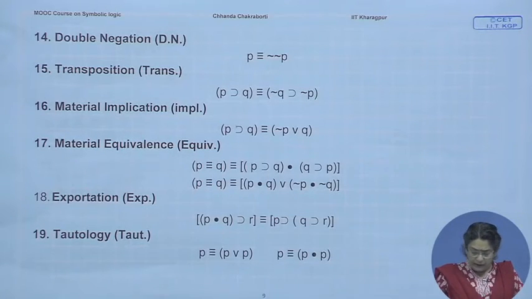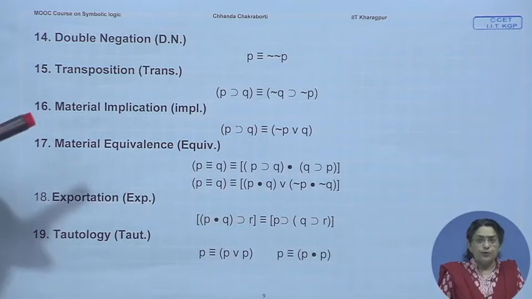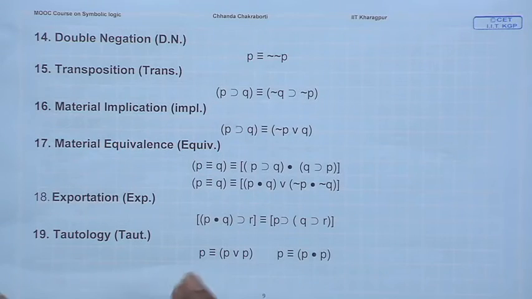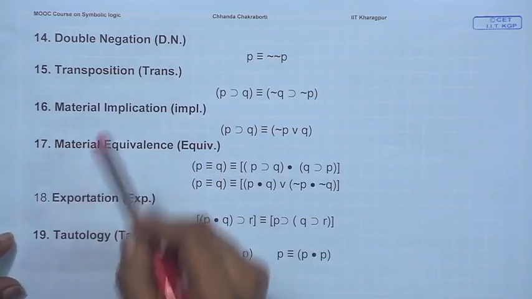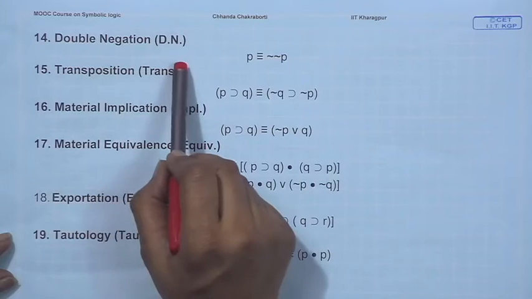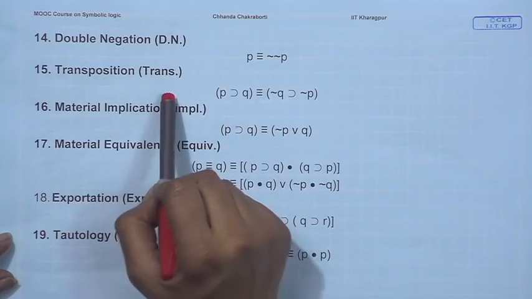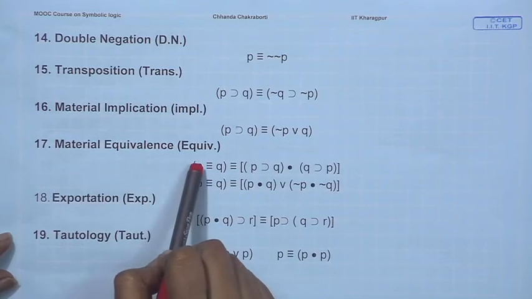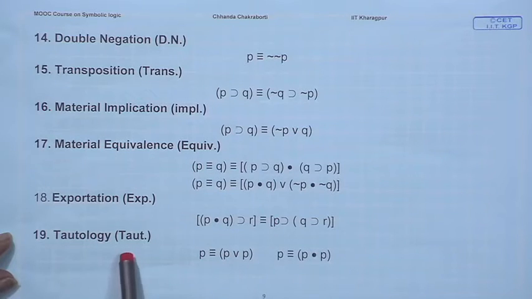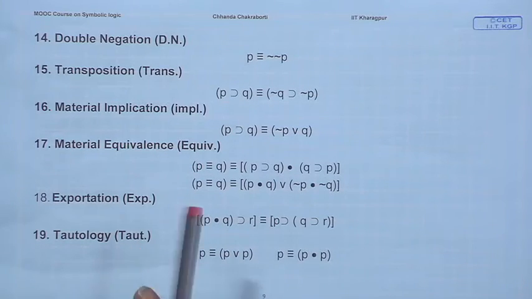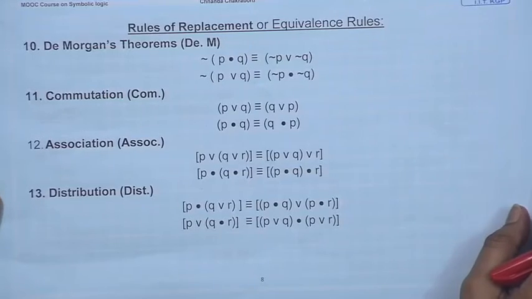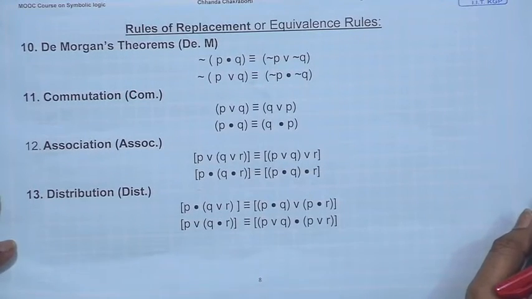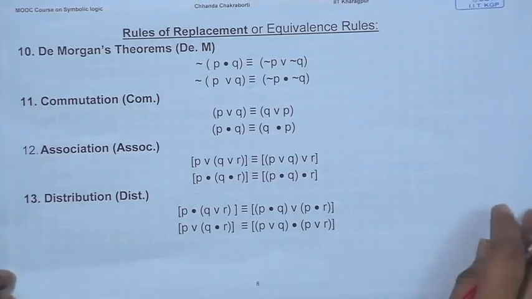So, let us look back into our rule list and once more learn the abbreviations, because there is no need to refer to the rules by the whole name, but it is important that you know the rules exactly as they are. So, double negation will be referred to as DN, transposition as trans, material implication as impl, material equivalence as equiv, exportation as exp, and tautology as taut. And this is on top of your other 4 rules that we have covered already, that is De Morgan's, commutation, association, and distribution.